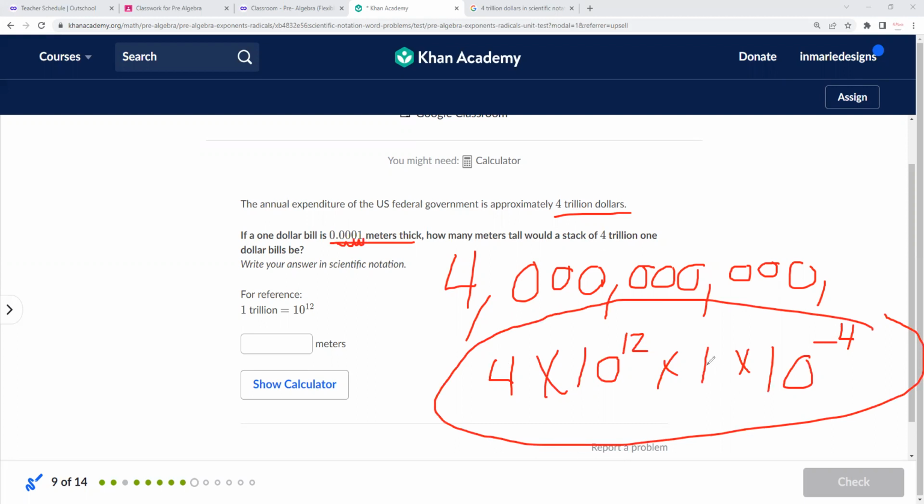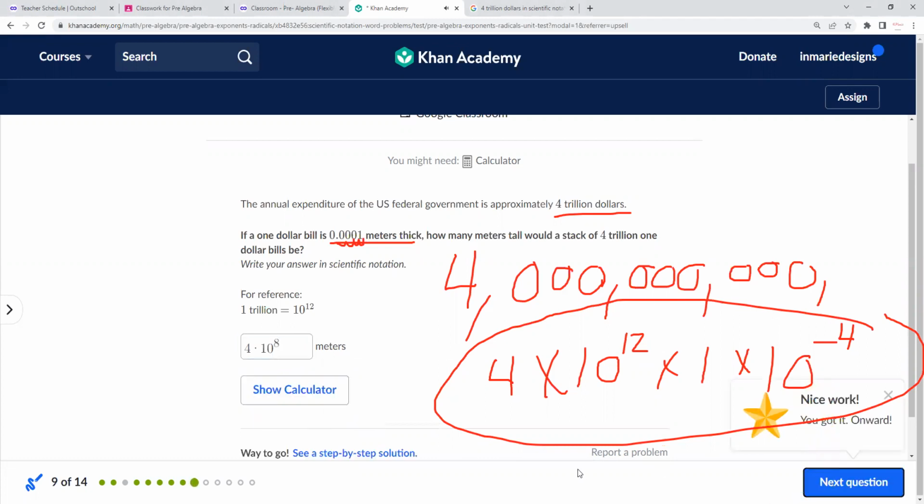So 4 times 1 is 4. 10 to the 12 times 10 to the negative 4th. Well, rules of exponents. When multiplying, you add. So 12 plus negative 4 will get you 8. And that's the easier way to do it.